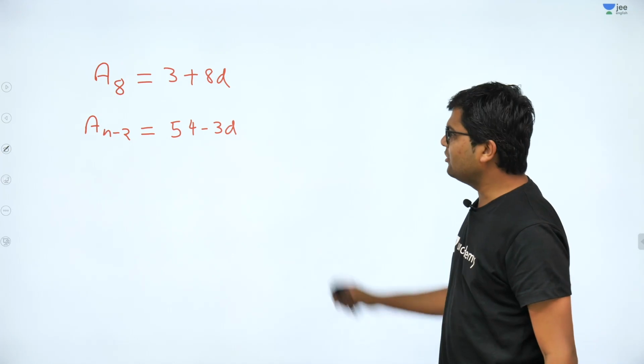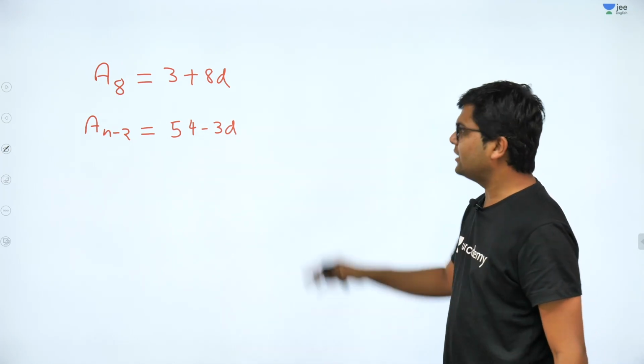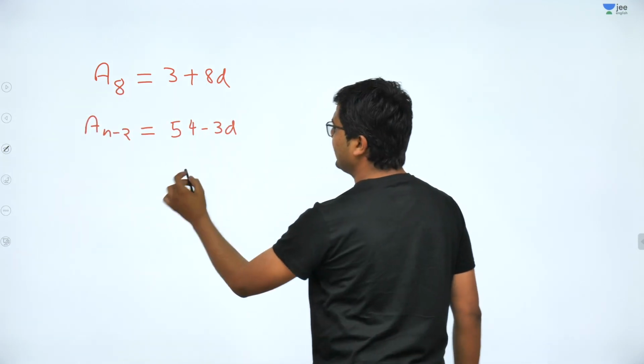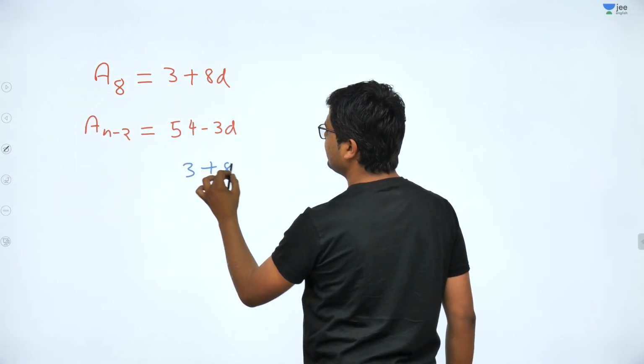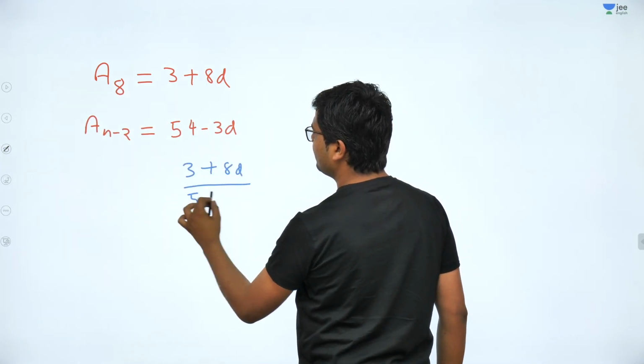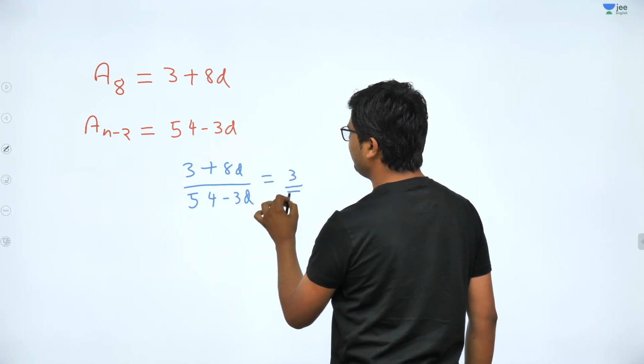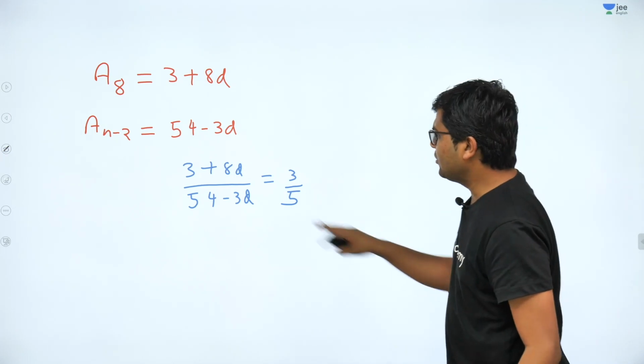Got my point, that it will be 54 minus 3d. Now the ratio of these two terms is 3:5. Very simple. Apply the ratio. (3 plus 8d) upon (54 minus 3d) is how much? 3:5. Got my point? Now cross multiply it.